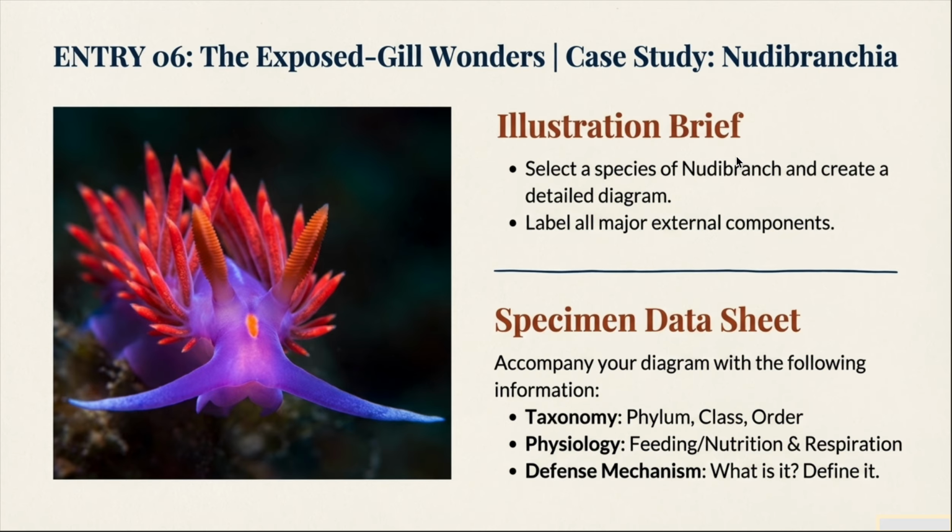Entry 6, you're going to select a species of nudibranch, right? And you'll create a detailed diagram of it, from the lecture, or you can do an online search for that diagram, and then you'll label all the major external components. And then the title card or the data sheet will include the taxonomy, phylum, class, order. You'll answer its physiology, how it feeds and how it breathes, respiration, and then the defense mechanism of the nudibranch.